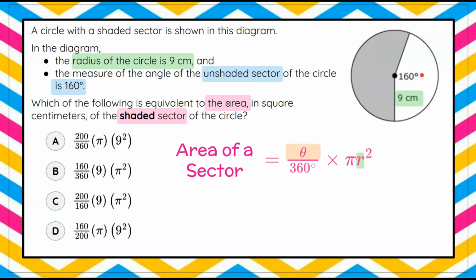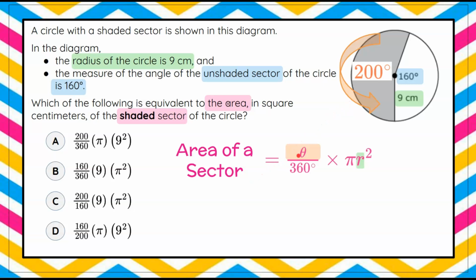But we need to know the angle of the shaded sector. So we know that if this is 160 degrees and the entire circle is 360 degrees, 360 subtract 160 would give us an angle for the shaded part of 200 degrees. So now we're ready to use our formula.